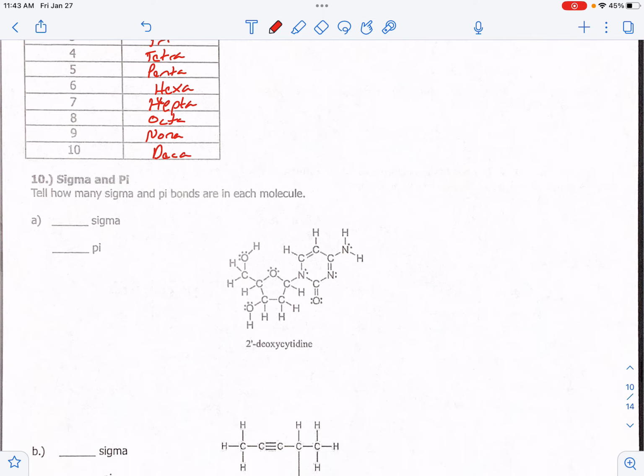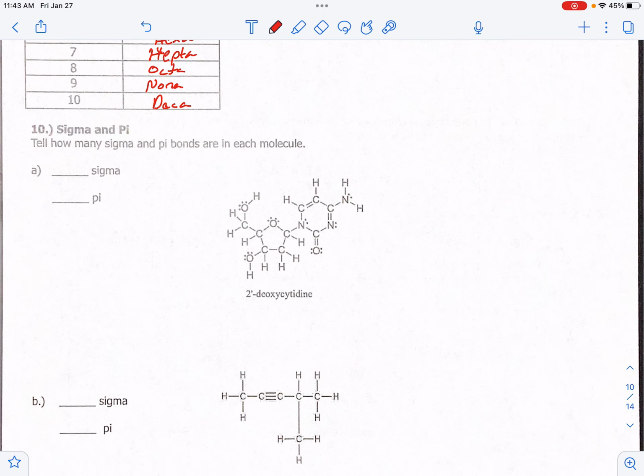Okay, let's move on. So sigma and pi. It does not take very long to go over. Just got to make sure you remember what counts for what. Okay, a single bond, so meaning just a line, would equal 1 sigma. Okay. A double bond would be 1 sigma and 1 pi. Okay, a triple bond would equal 1 sigma and 2 pi.